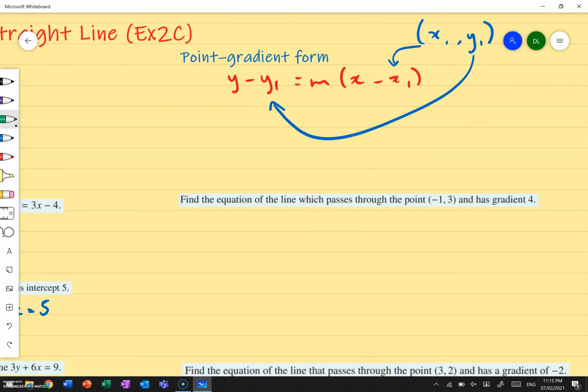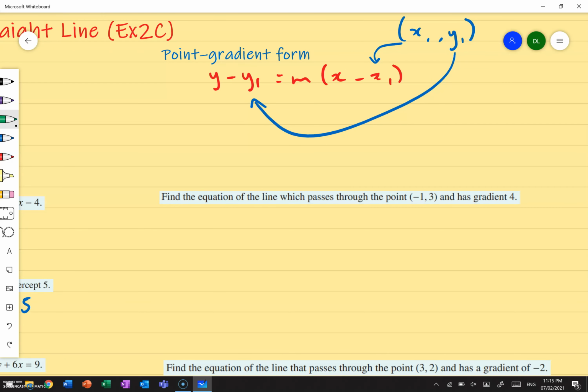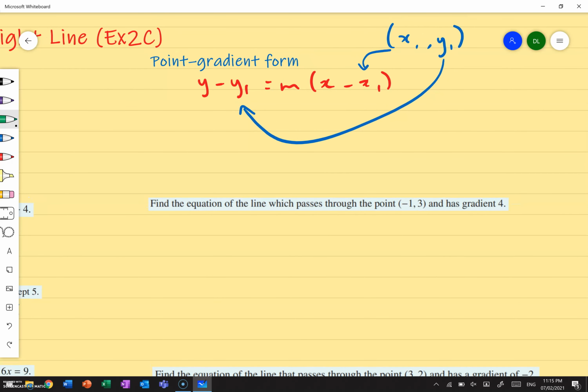So we're going to find the equation of the line which passes through the point negative 1, 3 and gradient of 4. We can just sub that in. I know that I've got a point, I know that I've got a gradient, so point gradient form it is. I've got the point negative 1, 3. So I'm going to go ahead and actually write the equation first. y minus y1 equals m bracket x minus x1. I'm going to substitute my points. So instead of writing x1 and y1, I'm going to write negative 1 and 3.